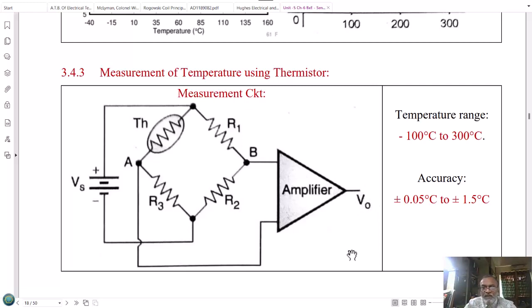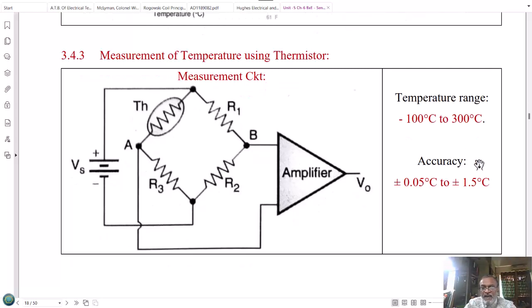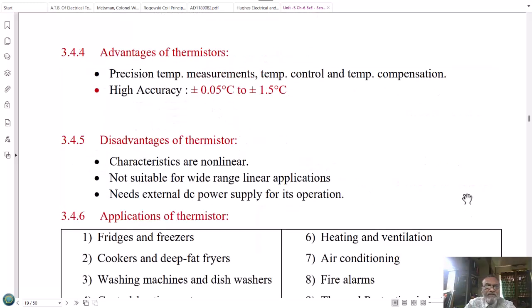The temperature range of the thermistor sensor is normally low compared to RTD, that is from minus 100 degree centigrade to 300 degree centigrade, and accuracy will be 0.05 degree centigrade to 1.5 degree centigrade. The advantages of thermistors are precision temperature measurement is possible using thermistor because it is very sensitive to the temperature changes, but it is non-linear. They are highly accurate also. The accuracy is in the range of 0.05 degree centigrade to 1.5 degree centigrade.